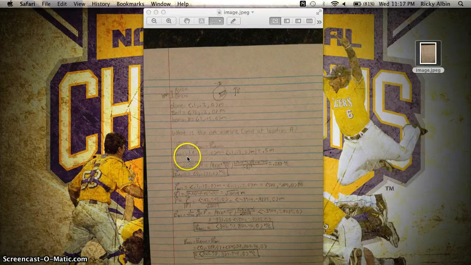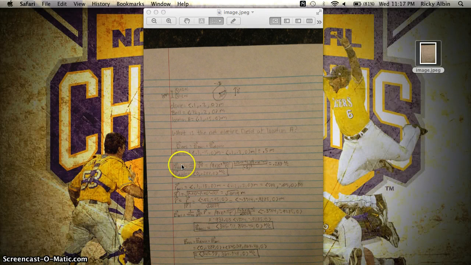Okay, so first I found the distance between the dipole and location A. That will give you what's going to be known later as R. Man, it's already been 2 minutes. I'm going to have to keep this under 5 minutes, so I'll try to fly through this.